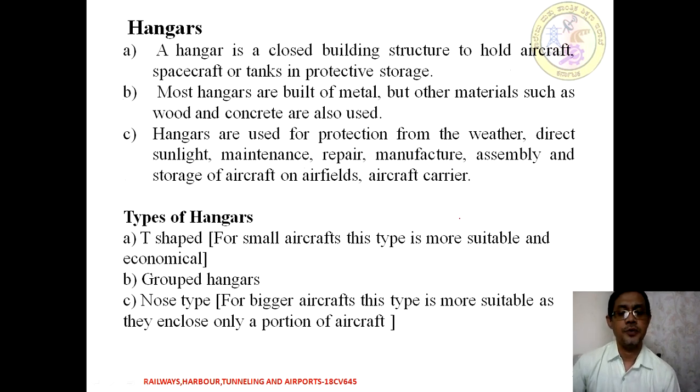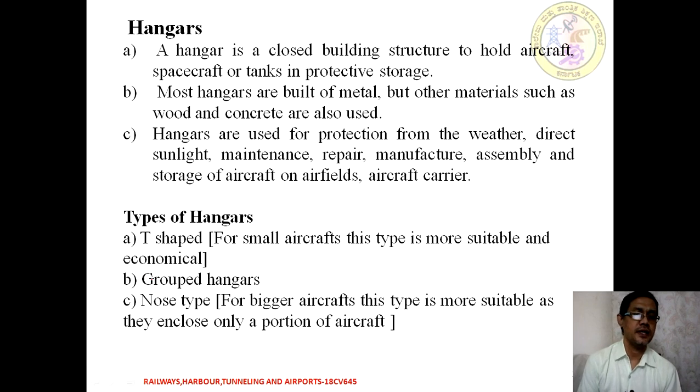Moving on to the next component, that is called a hangar. It is a sheltered area in which aircraft are protected, or which can be used for maintenance, protection from adverse weather or sunlight, repairing or any assembling. That area is provided with a metal or other shed type structure to protect aircraft from adverse weather conditions. Those are called hangars.